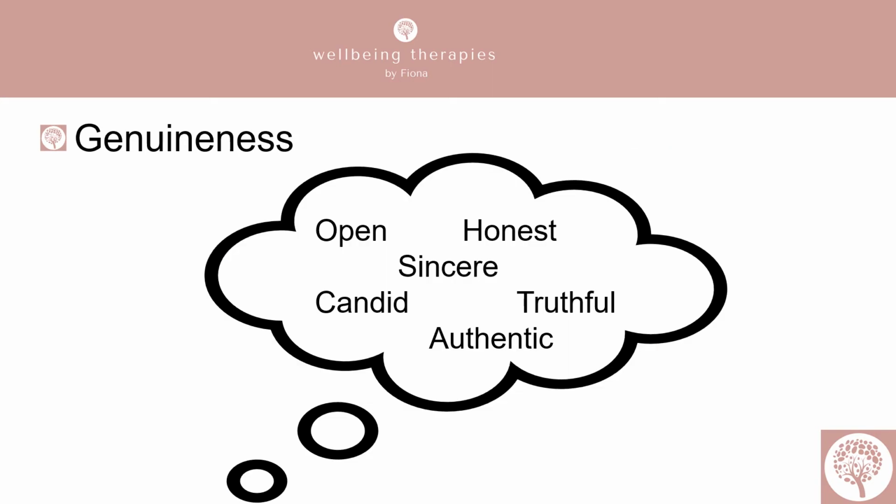The second core condition within person-centered therapy is genuineness or congruence. This is about being open and honest with ourselves and being genuine towards our clients. Our approach to the client is influenced by how open we are. An effective helper needs to continually work on reaching a position where they are known to themselves and others.